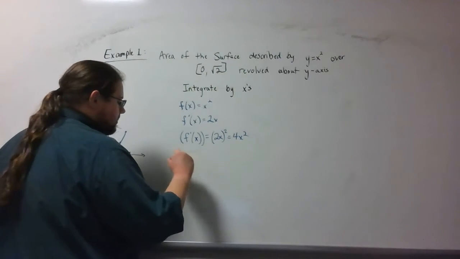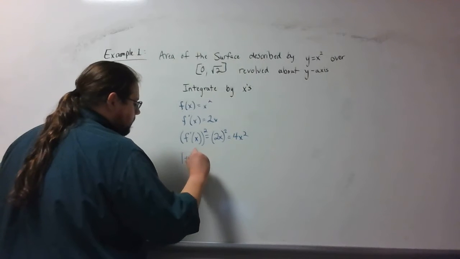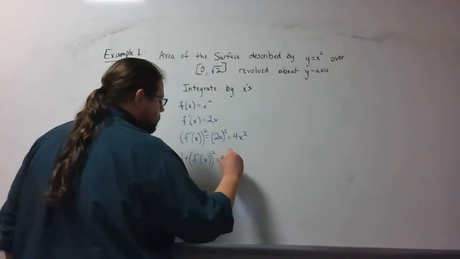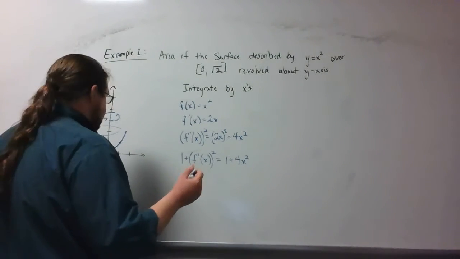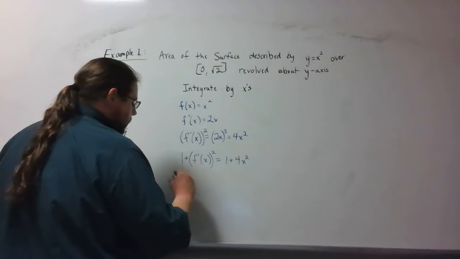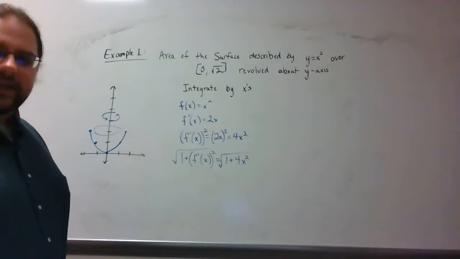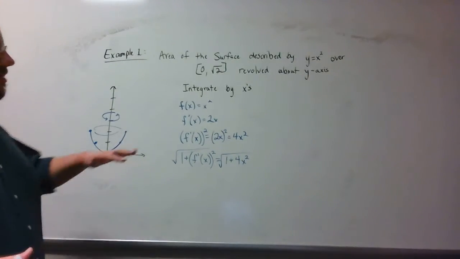We're going to go ahead and just keep following the steps. So 1 plus, I forgot to put the square there, 1 plus f of x derivative squared equals 1 plus 4x squared. Then I also need to go ahead and square root it. Now, notice not such a big deal here. 1 plus 4x squared, not a fraction, not anything to really worry about. So that's one part of it.